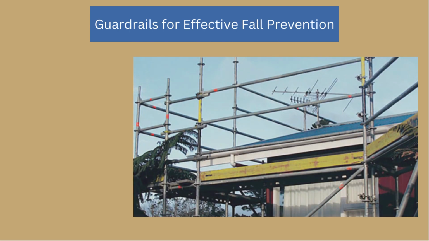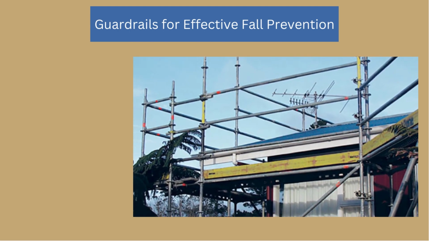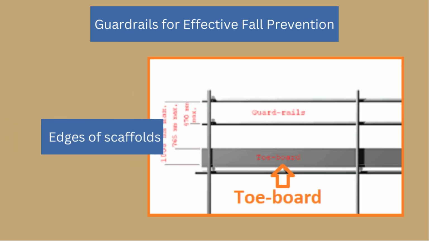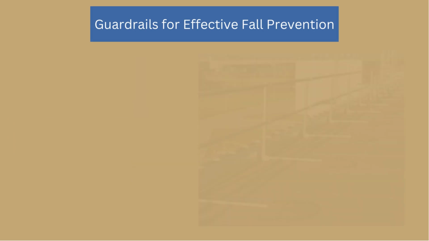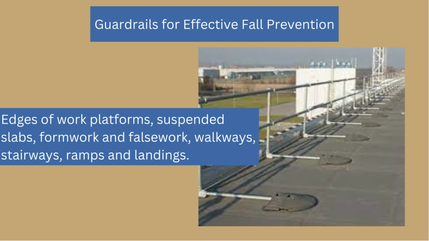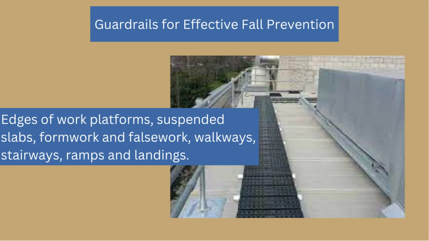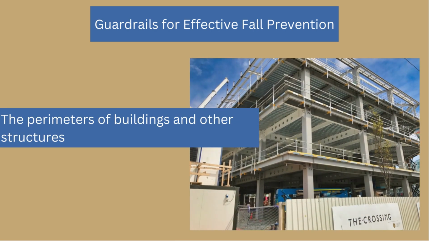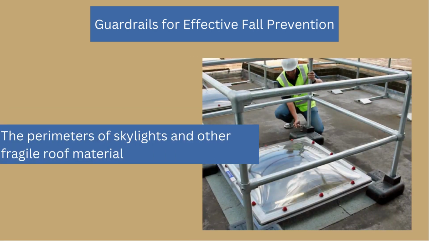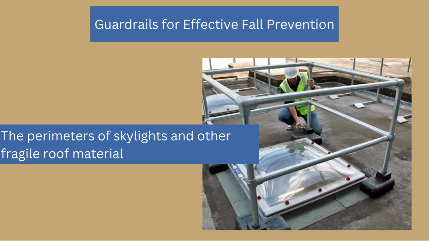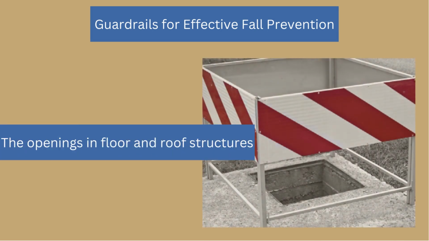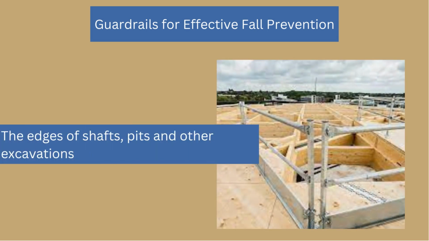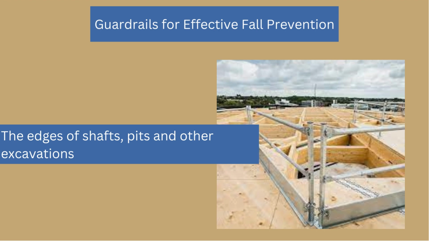Guardrails may be used to provide effective fall prevention at the edges of roofs and roof framing, the edges of scaffolds, the edges of work platforms, suspended slabs, formwork and falsework, walkways, stairways, ramps and landings, the perimeters of buildings and other structures, the perimeters of skylights and other fragile roof material, openings in floor and roof structures, and the edges of shafts, pits and other excavations.